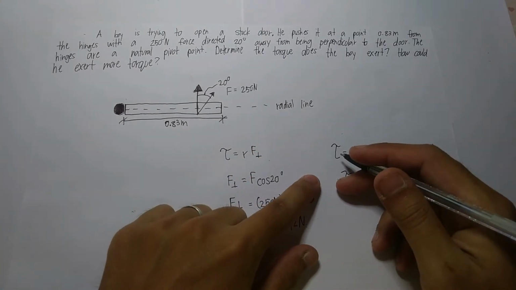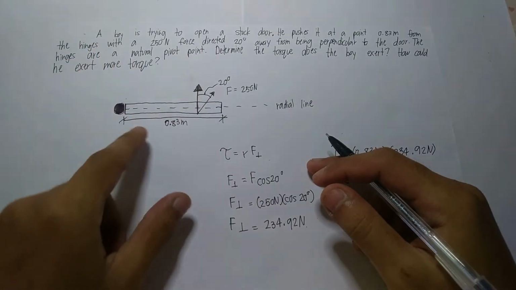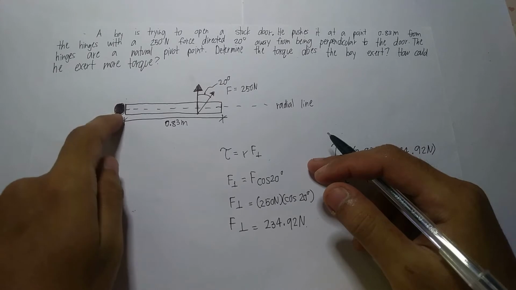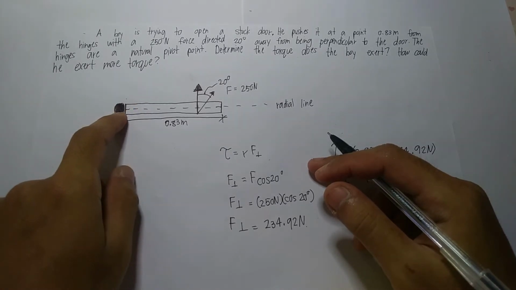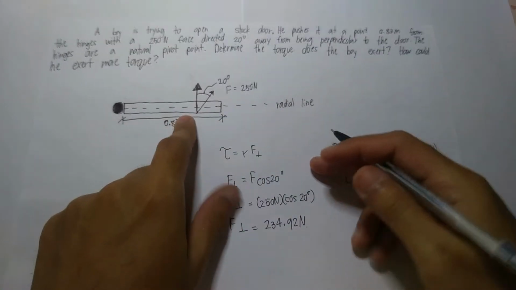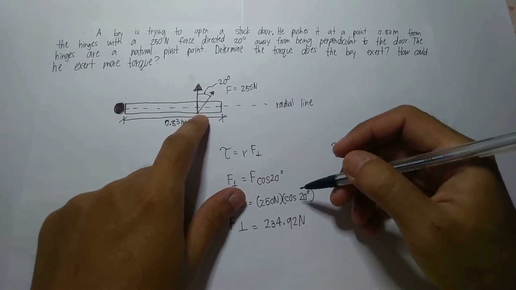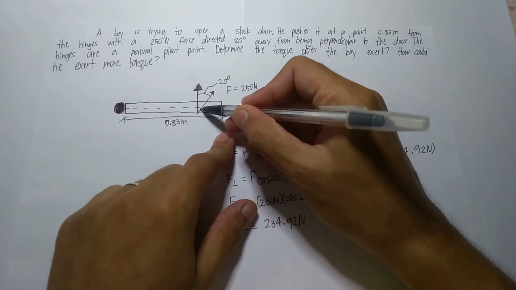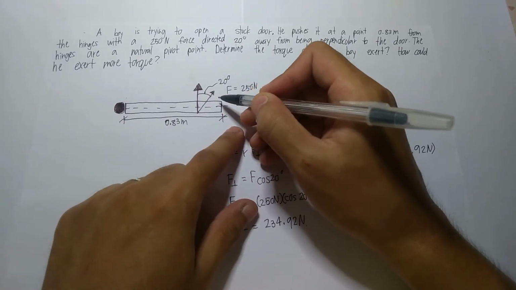So by analyzing, we can translate this problem to this diagram. This circle is denoted as the hinge or the pivoting point. The broken lines are the radial line. This arrow represents the 90 degrees angle or perpendicular line. And this arrow represents where the force is being exerted.